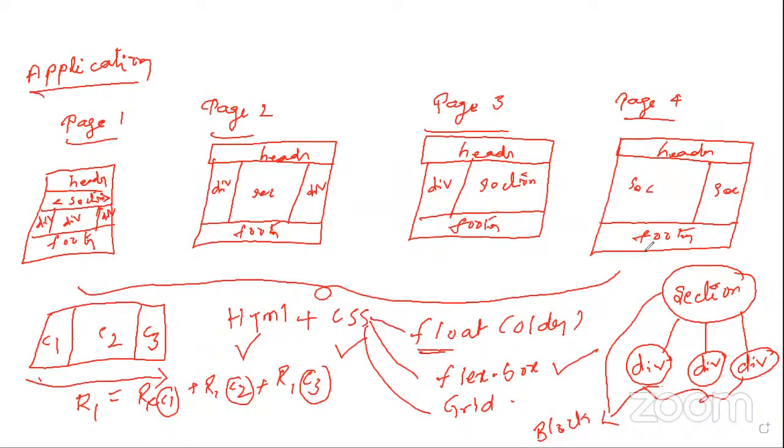All 3 of the divisions will display within our section. Since section is also block level, they display one by one. But according to our requirements, we have to display these child divisions side by side. That is where flexbox comes into the picture. Either you can use float or you can use flex to create a layout.